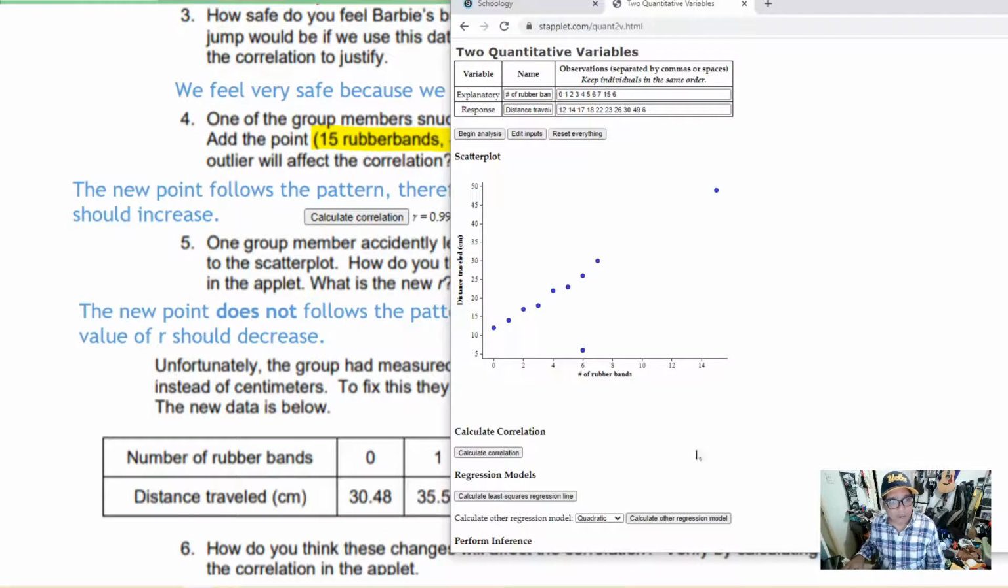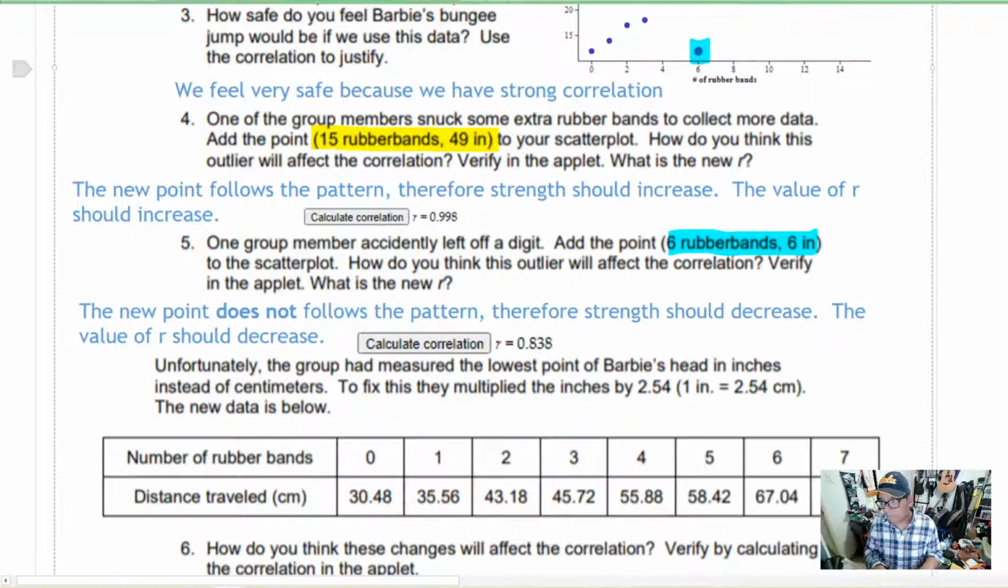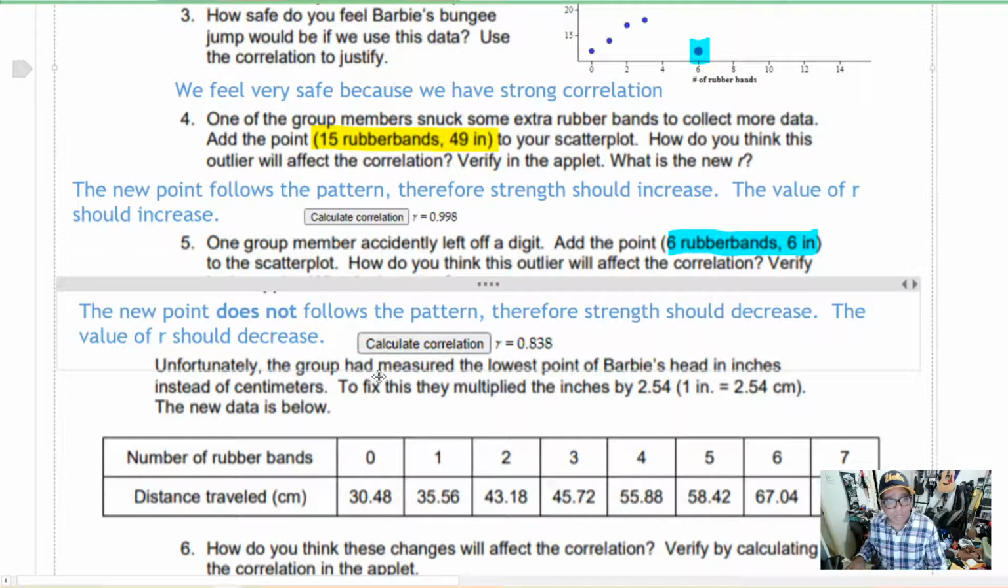Here's our new scatter plot with 6, 6 on the graph right around here. And calculating that correlation, look at that. Our new value of r is 0.838. Just as predicted, our value of r decreased. Now we are at 0.83. Still a pretty strong relationship, just not as strong as it was before.